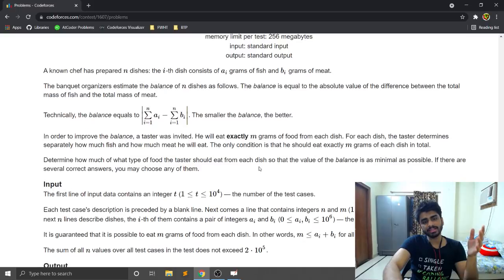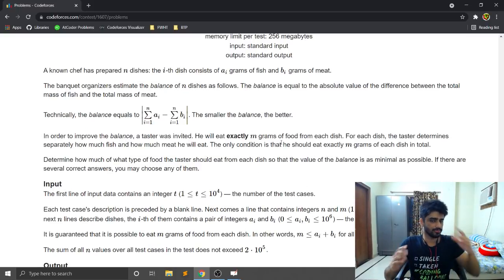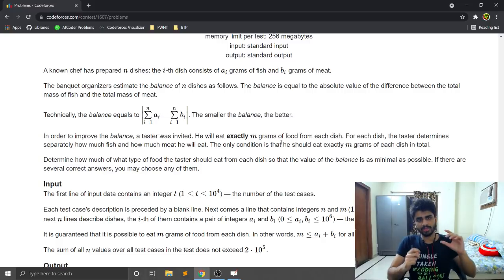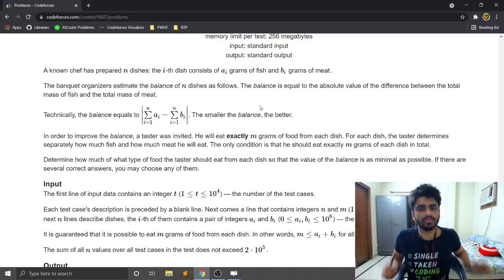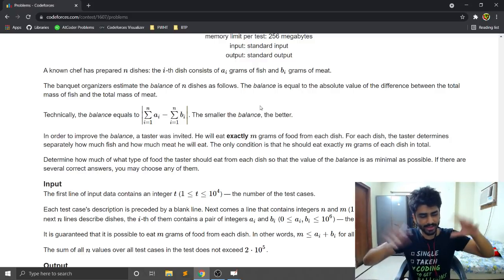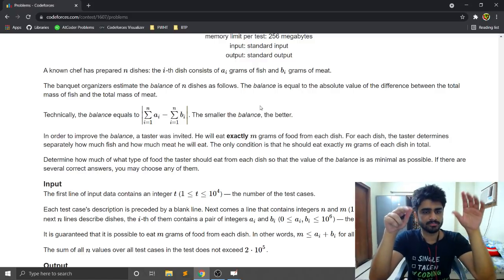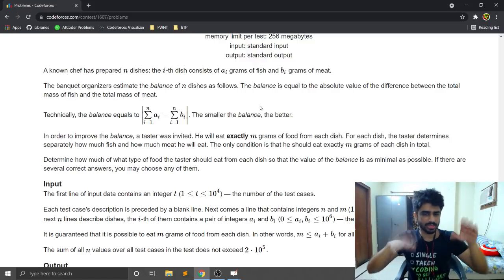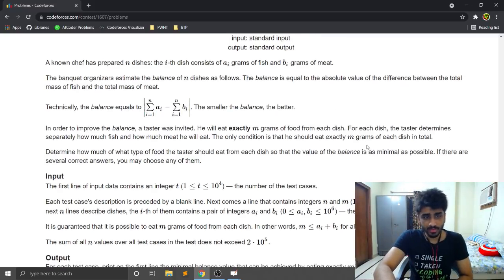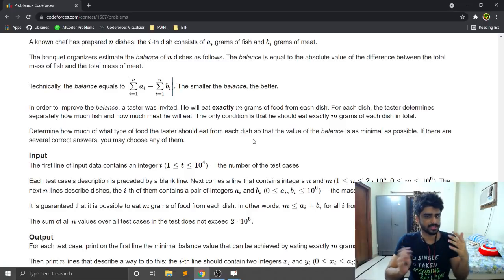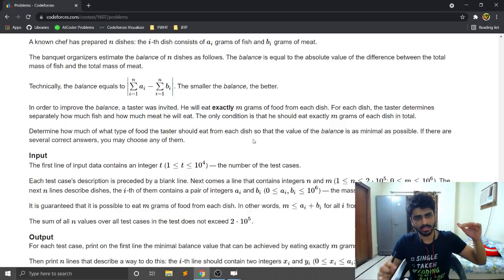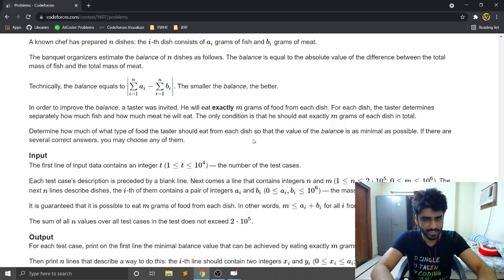And to improve the balance, there's a taster. He's invited, and he will eat exactly m grams of food from each of the dishes. What he wants to do is make the balance as small as possible. So he wants to get the values of the fish and the meat almost equal to each other. He can choose how many grams of fish and how many grams of meat he has to eat from a given dish.